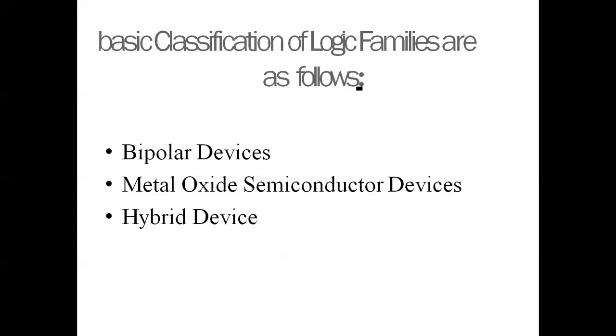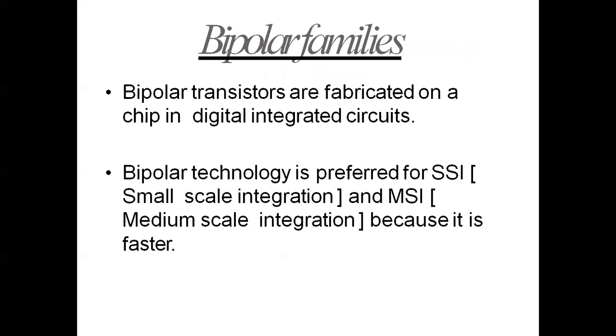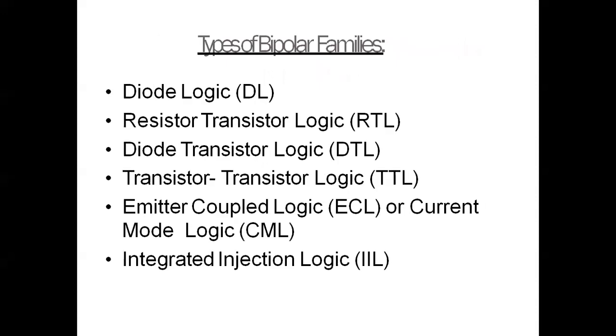Various ICs belong mainly to two types: bipolar technology and metal oxide technology, which are part of logic families. The next one is hybrid, which contains a combination of the two. Bipolar transistors are fabricated on a chip in digital integrated circuits; these are called bipolar families. This technology is preferred for SSI, small scale integrated circuits, and MSI, medium scale, because it is a kind of faster IC.